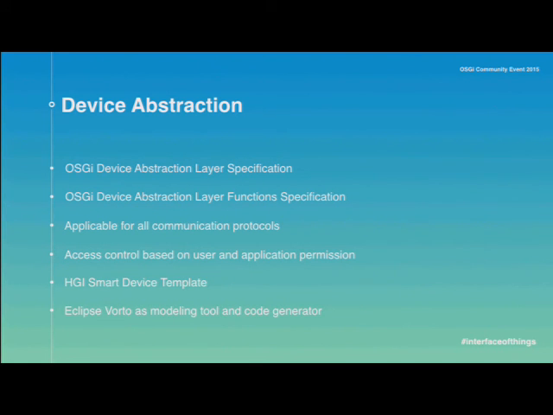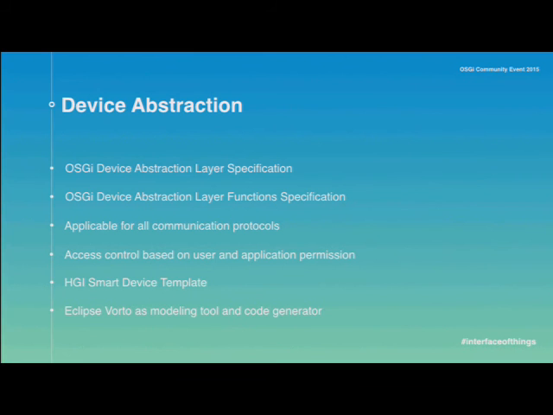It provides access control based on user and application permission. So users may not have permission to do everything. The same for the application. They may not be able to change the state of the heating device, for example. And in addition to the device abstraction layer, we also defined a set of functions, like a Boolean switch, multi-level switch, we call it. So basically some basic devices that can be used in order to build also higher level device descriptions.